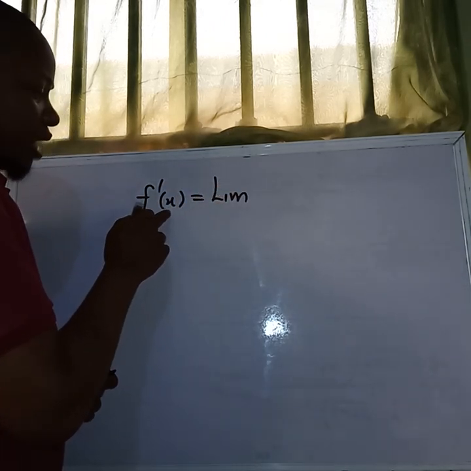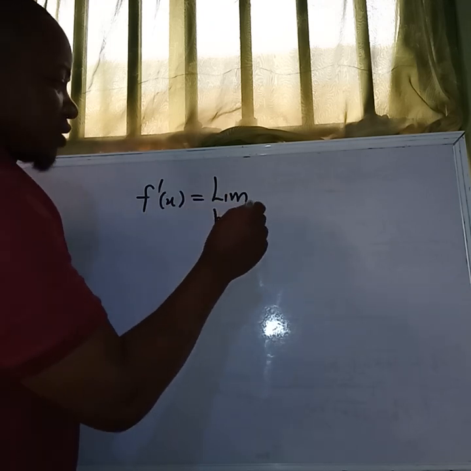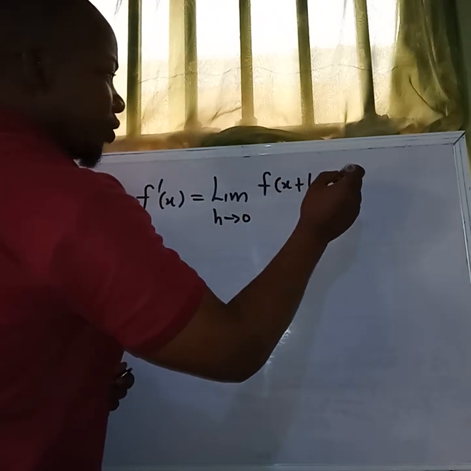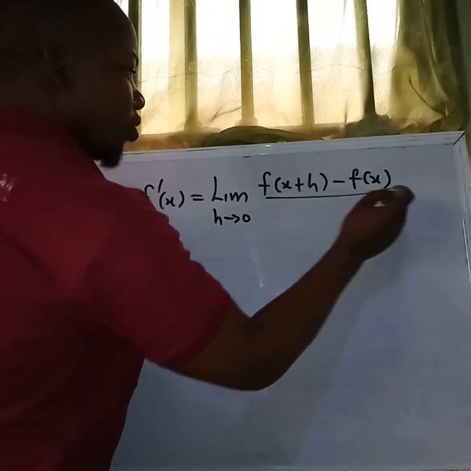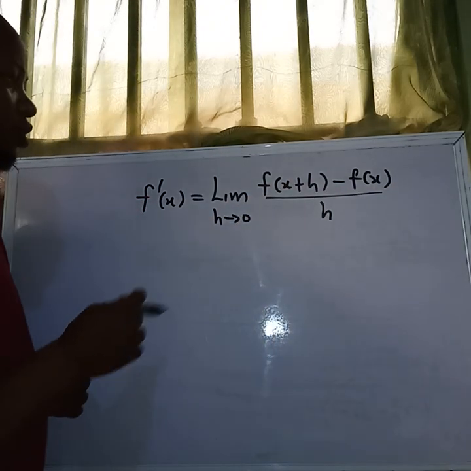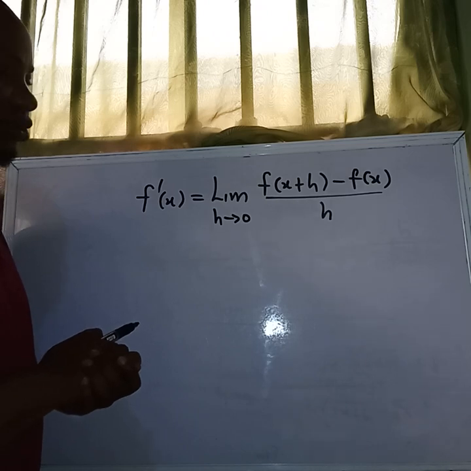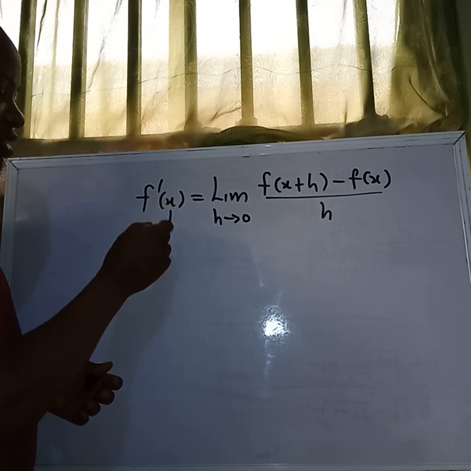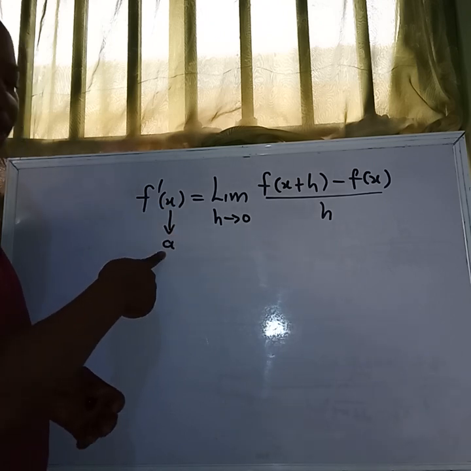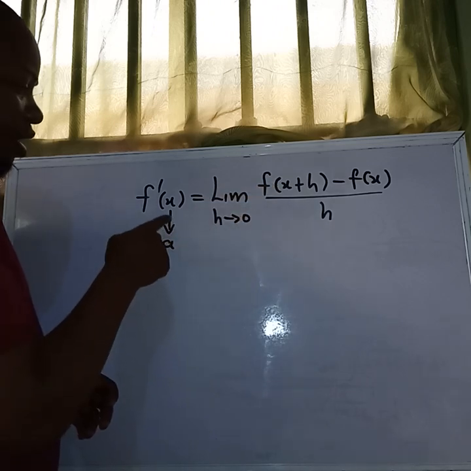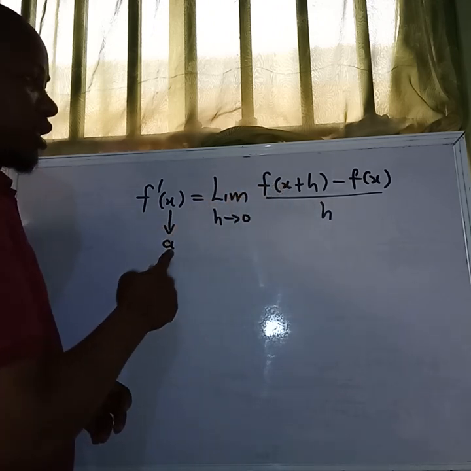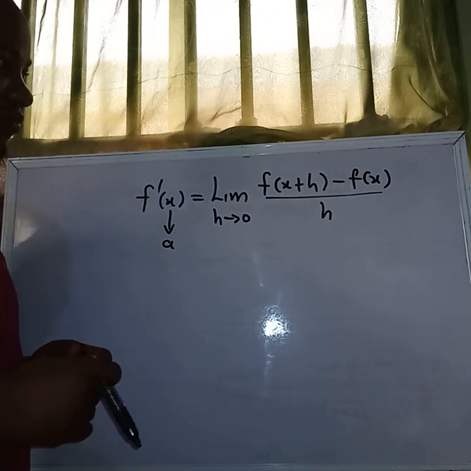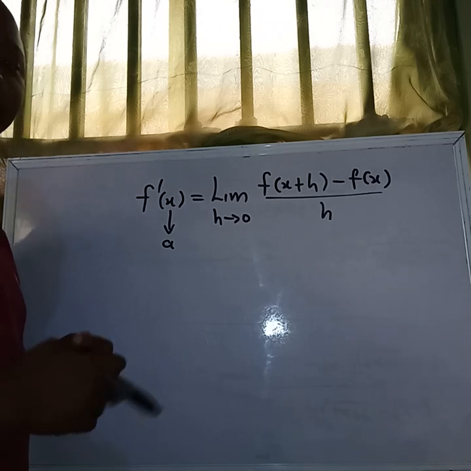at any point x as the limit of f of x plus h minus f of x, all over h. So we have defined the derivative of a function at any point. If this x is a particular point a, wherever we have x here, we put a. This means a derivative of a function at a particular point a. We have also given several examples of the derivative of a function at any point.